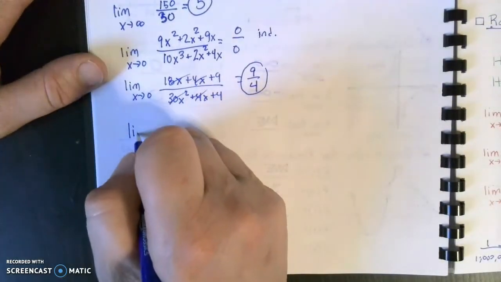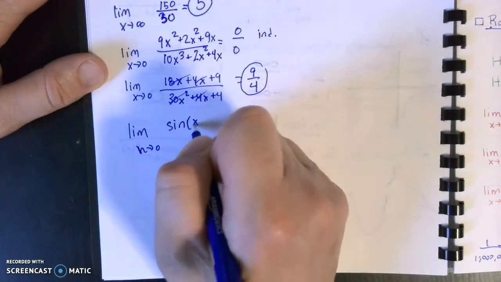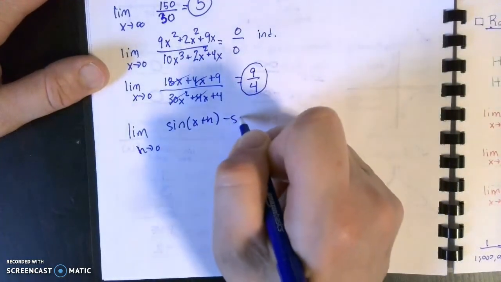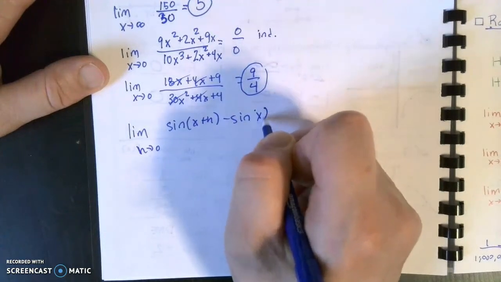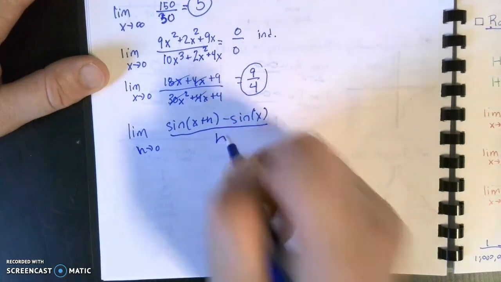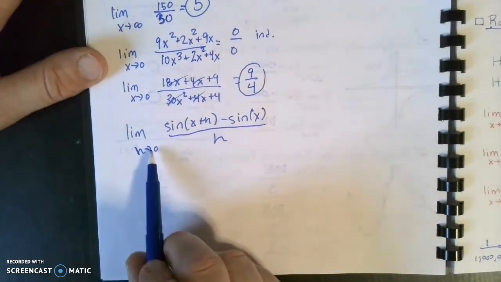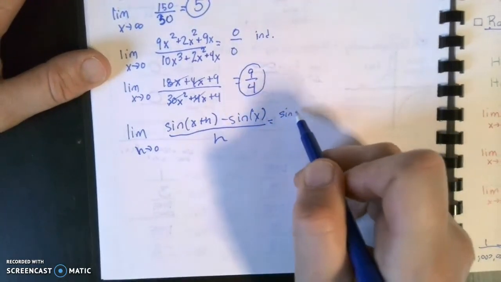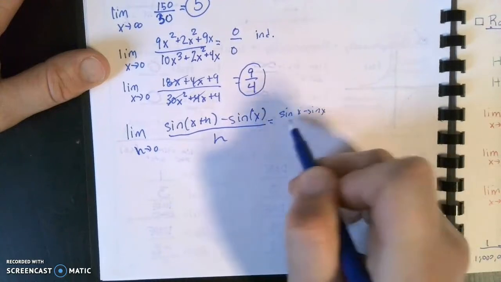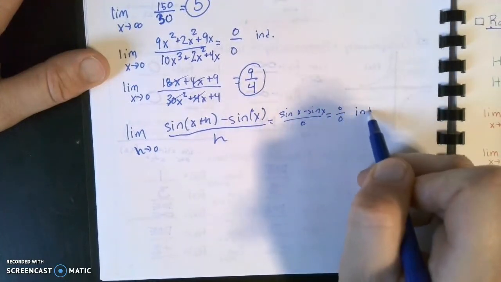There's one other type of problem that may show up, and oftentimes it looks like this. It'll say the limit as h approaches 0 of sine of x plus h minus sine of x over h. And you can see a lot of them end up looking like this. If I put in 0 for h, I get sine of x minus sine of x over 0, which equals 0 over 0, which is indeterminate.